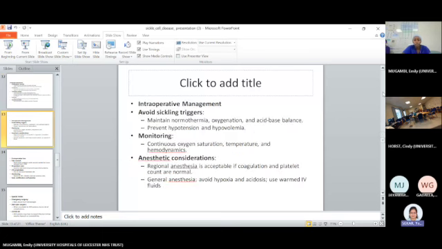Intra-op management, as we said: avoid, treat, or manage the triggers. Close monitoring as well for oxygenation, temperature, and hemodynamics. Regional anesthesia is encouraged as well, because you want pain to be under control by the time the patient is getting out of theater.